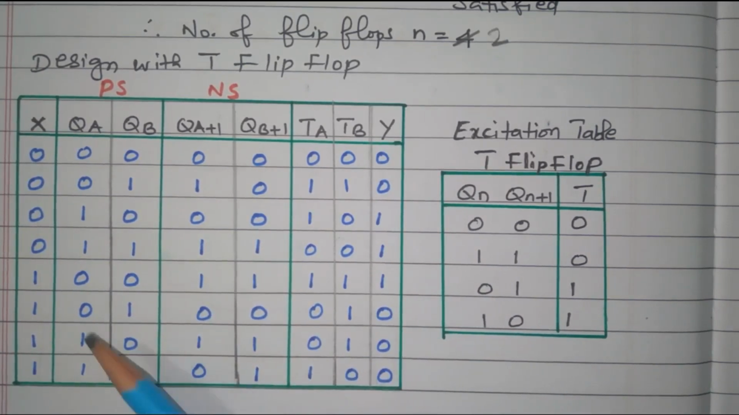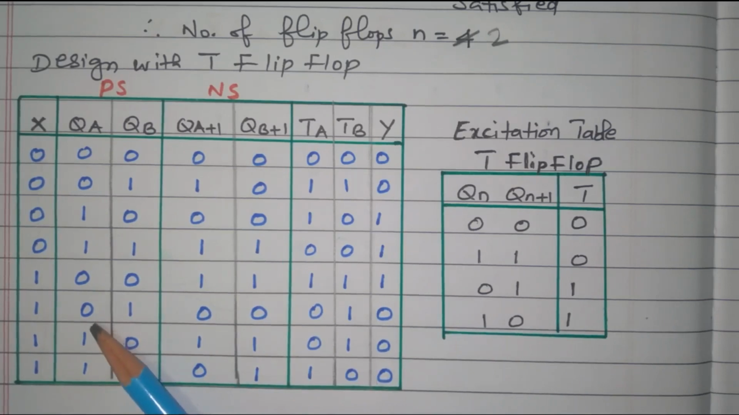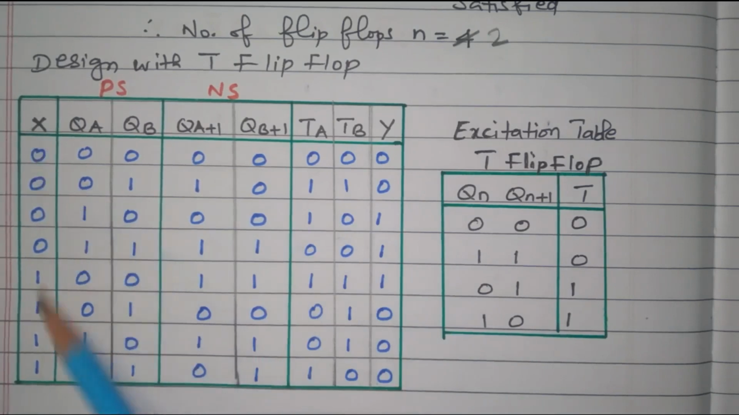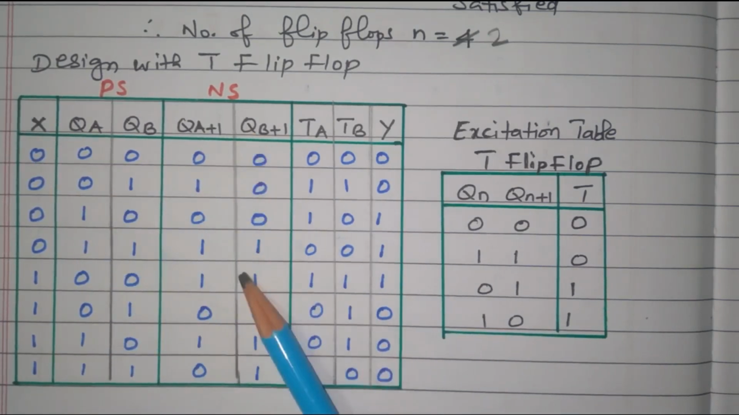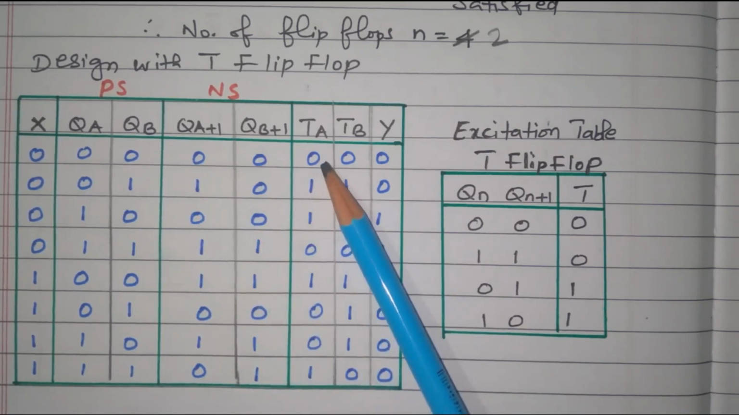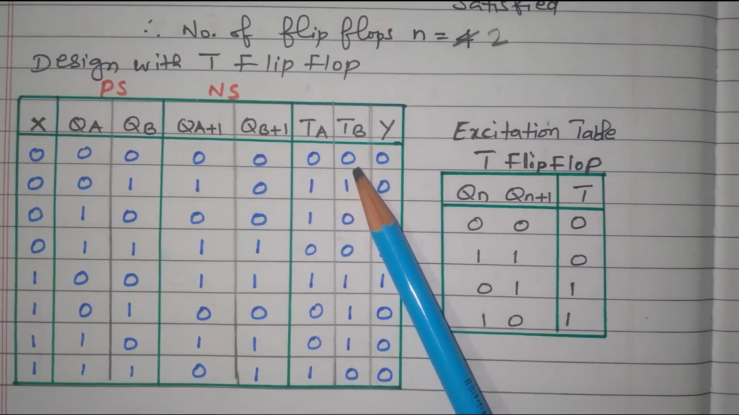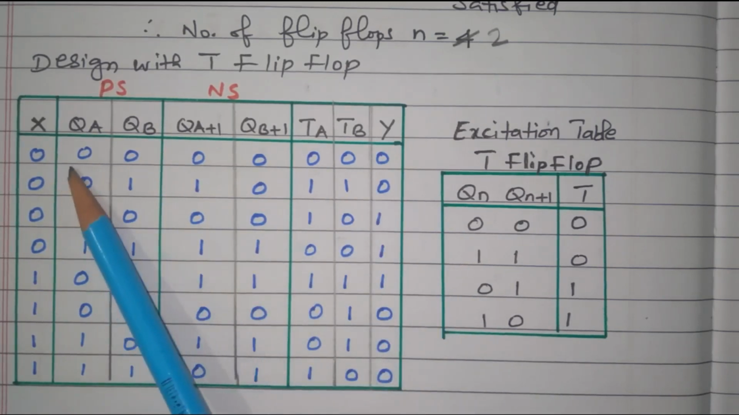So, this table is developed from the previous state table, right. Input is available, output is also available, present state and next state are also available. We need to identify the input for the first flip-flop TA and the input for the second flip-flop TB, right. I think you are able to understand this.